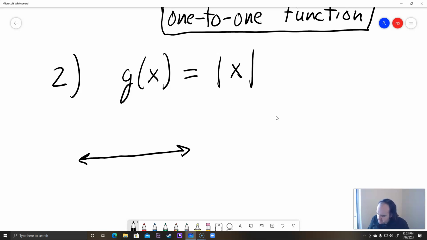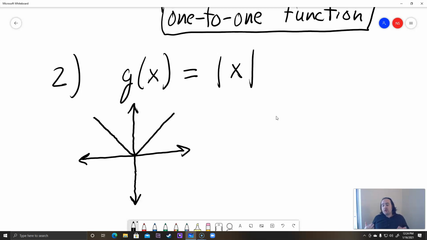So I'm just going to do a sketch of this. I'm not going to bother to plot points. If you want a more accurate graph, you can plot points, or you can just use a graphing utility, either an online graphing tool or a graphing calculator, and then it will give you a much better, much more accurate picture. But absolute value of x kind of looks like a V, so I'm just going to do a sketch of a V, and then we'll go with that. Okay, so that's g of x equals absolute value of x.